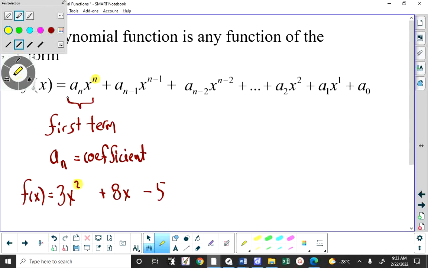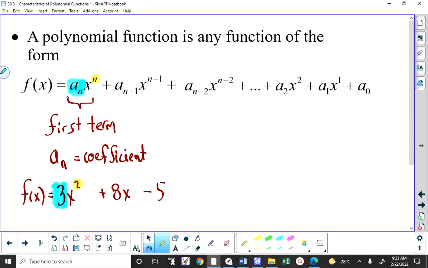And I would be telling you that a sub n is the number 3. And I want to try to make a very important distinction between the n that's highlighted in yellow and the n that's part of what's highlighted in blue. The n that's the exponent is an actual mathematical operation. It means squared in my example.